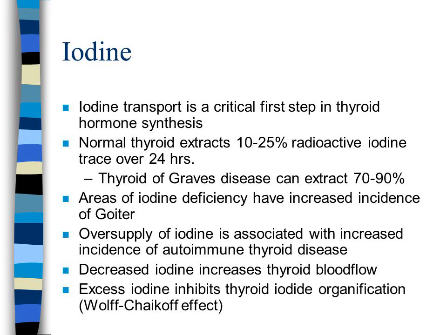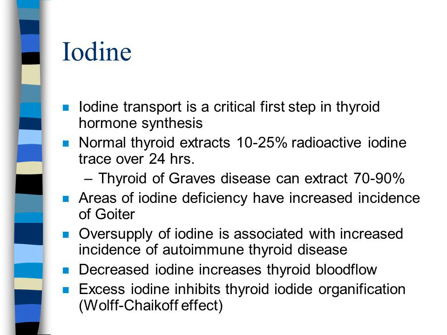Iodine transport is a critical first step in thyroid hormone synthesis. Normal thyroid extracts 10 to 25% of radioactive iodine tracer over 24 hours. The thyroid in Graves' disease can extract 70 to 90%. Areas of iodine deficiency have an increased incidence of goiter. Oversupply of iodine is associated with an increased incidence of autoimmune thyroid disease.